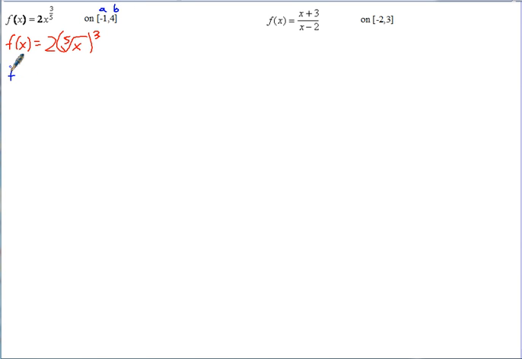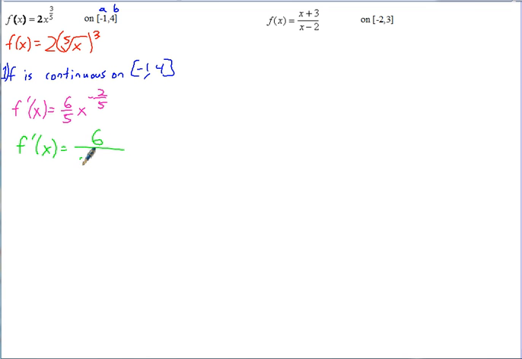So the first condition: f is continuous on the interval from -1 to 4. And now let's take the derivative, see if it's differentiable. So probably easiest to use the fractional exponent form. We're using the power rule. 3/5 times 2 is 6/5 x. So if you subtract 1 from that, subtract 5/5, that's -2/5. And then if you simplify that, you get 6 over 5, and then in radical form, that would be the 5th root of x squared.